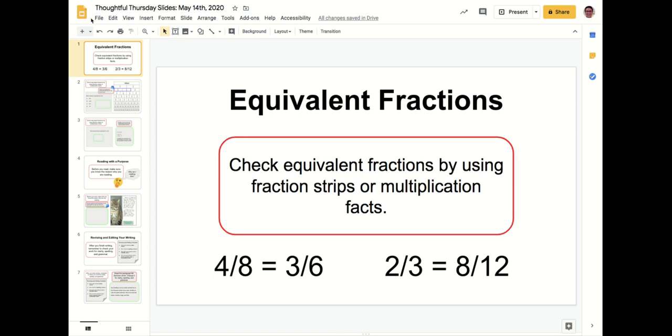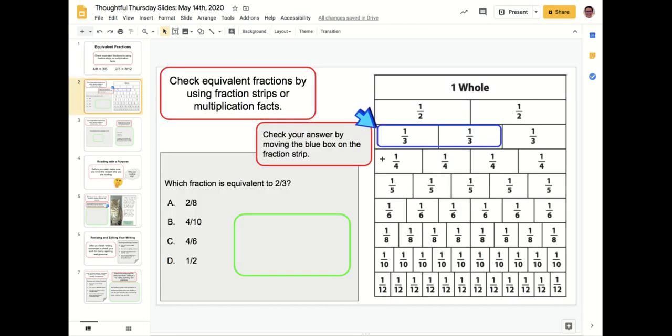Hello, students. We're going to review equivalent fractions. This week we've been focusing on equivalent fractions. Equivalent fractions are fractions that are equal, like we see down here. Our focus is going to be checking equivalent fractions by using fraction strips or multiplication facts.